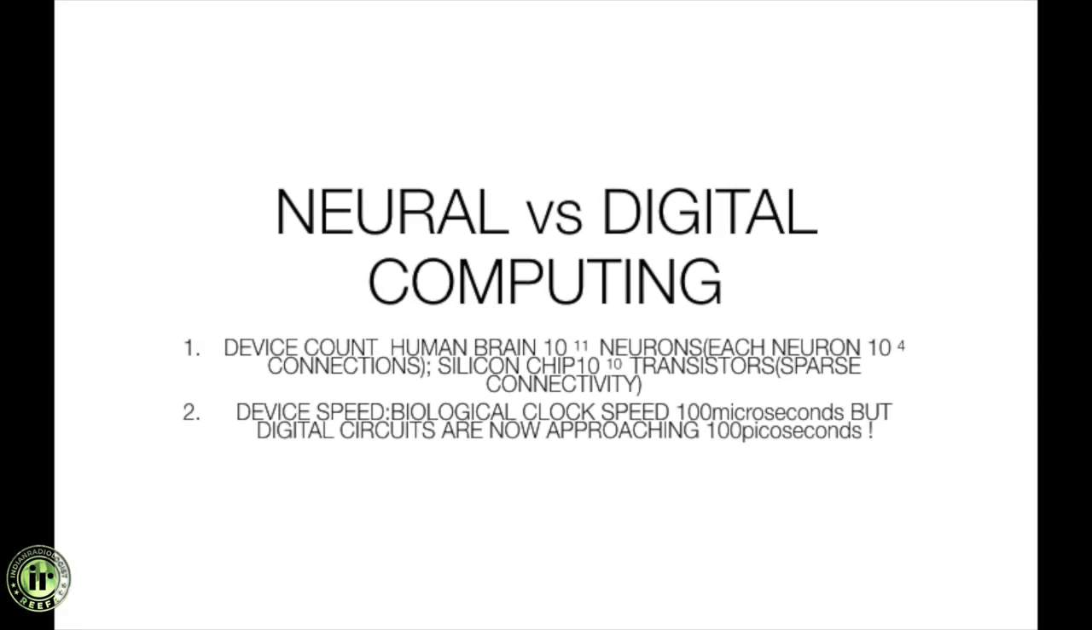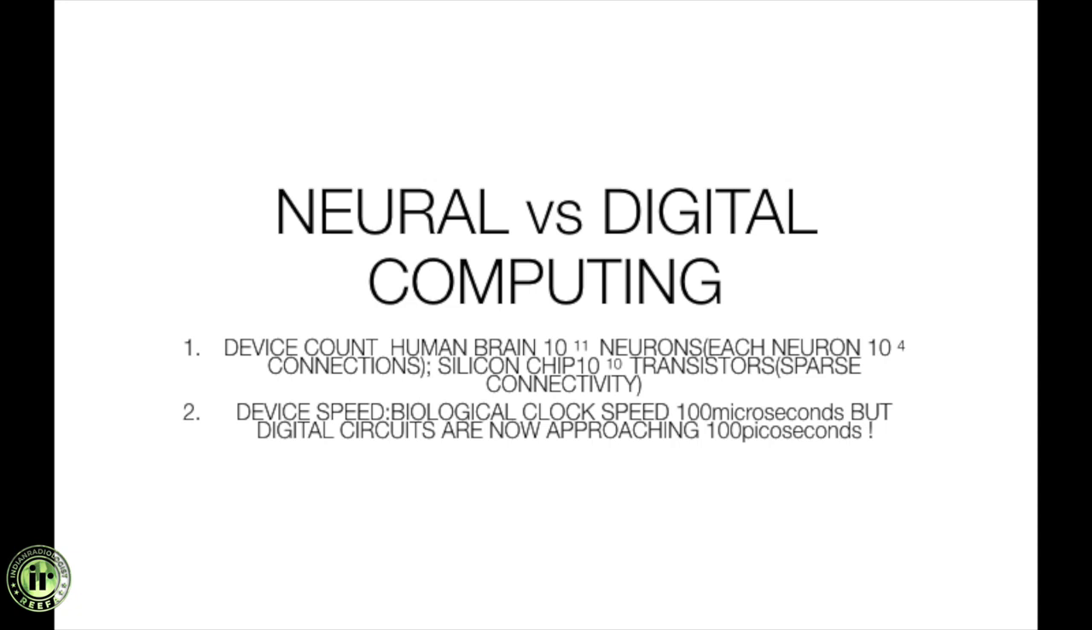Let's analyze the difference between the human brain and digital computing. Device count. Human brain has 10 raised to the power 11 neurons, but each of these neurons has 10 raised to the power 4, that is 10,000 connections.